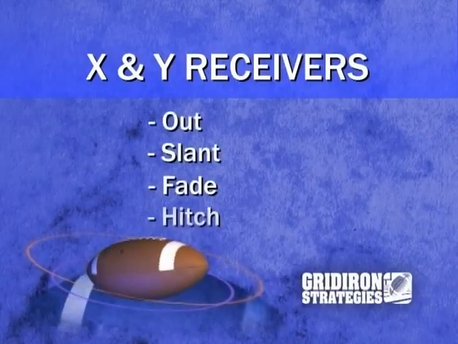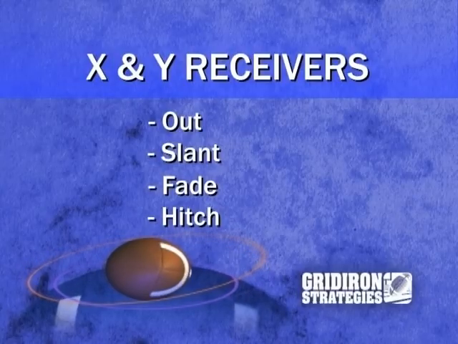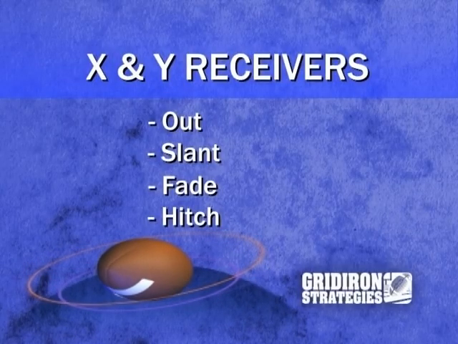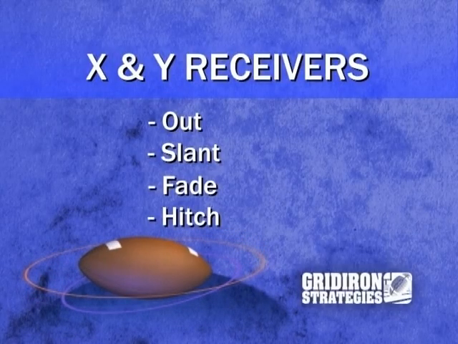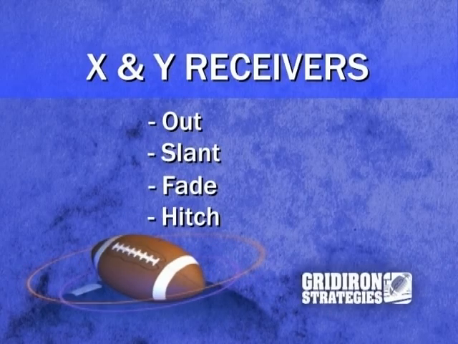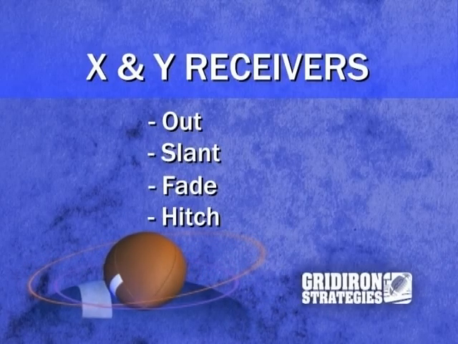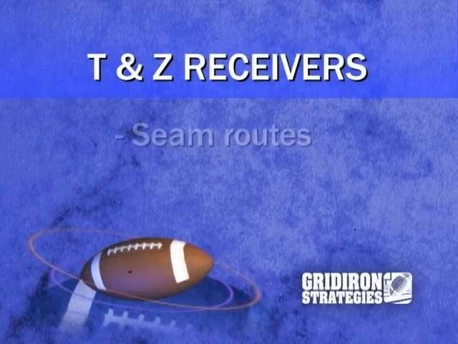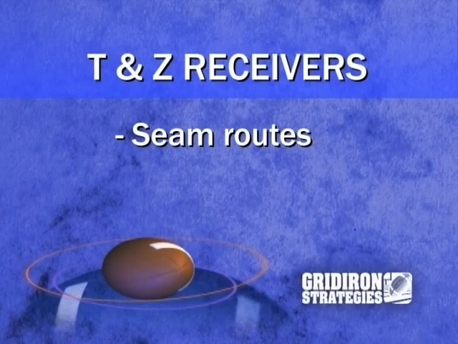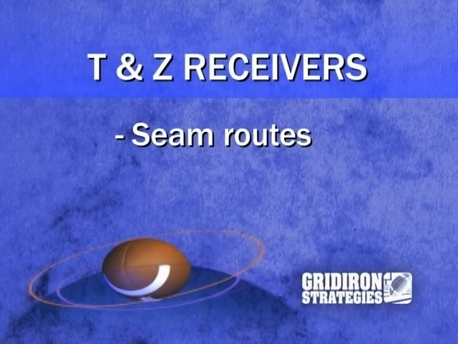Our X and Y's have some options here. They can run an out, a slant, a fade, or a hitch, depending on how our opponent is, depending on how we want him to run versus various teams. Our T and Z will run seam routes. They'll get up on the seams in their vertical area.